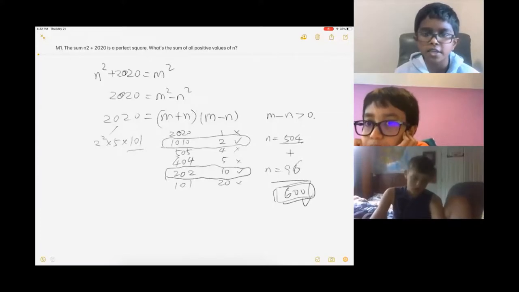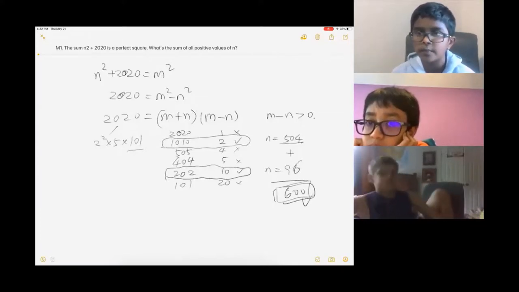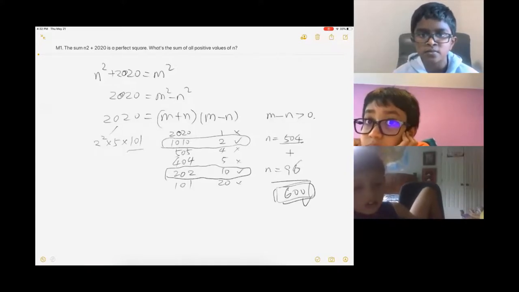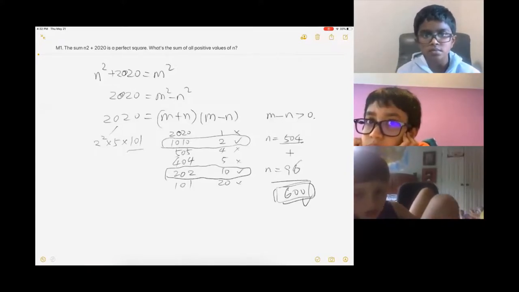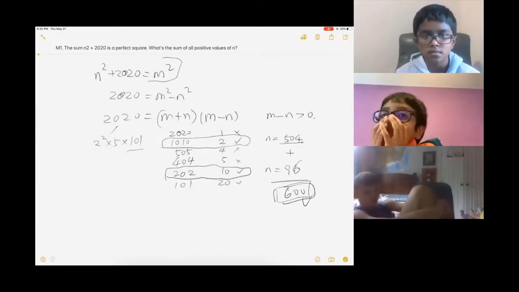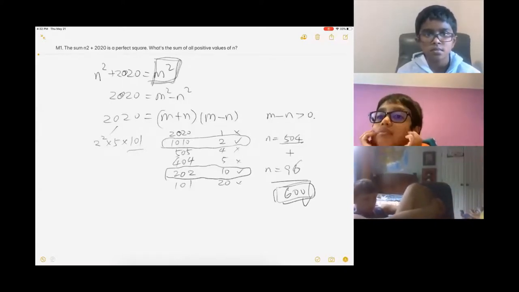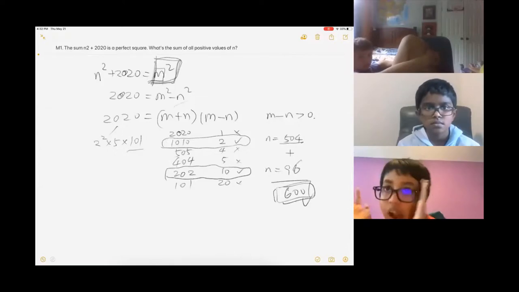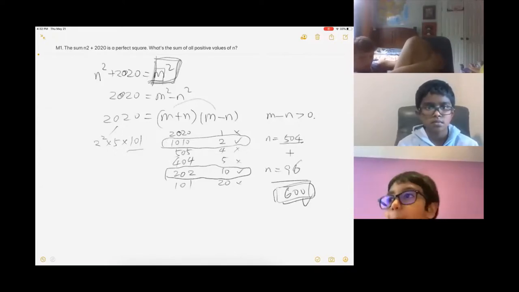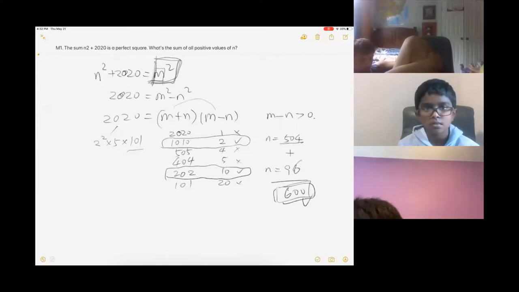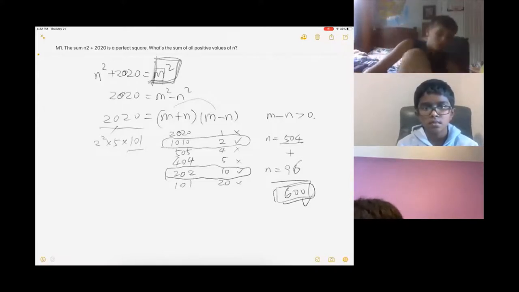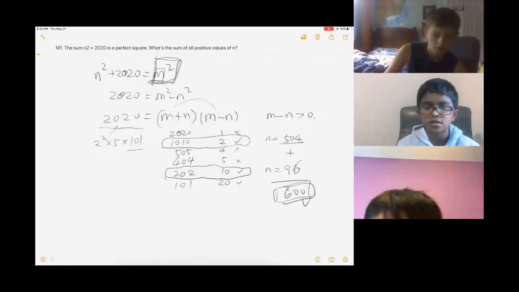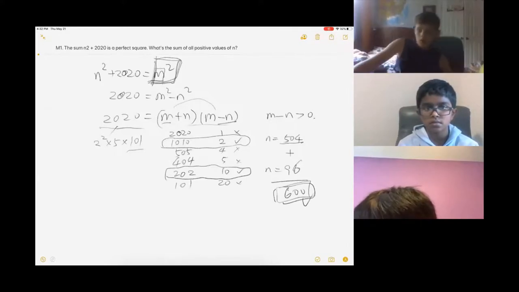Why can it not be an integer? I mean, why does it have to be an integer? Because it says n squared plus 2020 is m squared. M squared is a perfect square, so m has to be an integer, right? And when n is not an integer, you multiply these two, and m is an integer, then you don't get an integer number. Okay. What if n is a fraction? Yeah, if n is a fraction and m is not a fraction, you multiply these two, they will come up with a number with a decimal point.